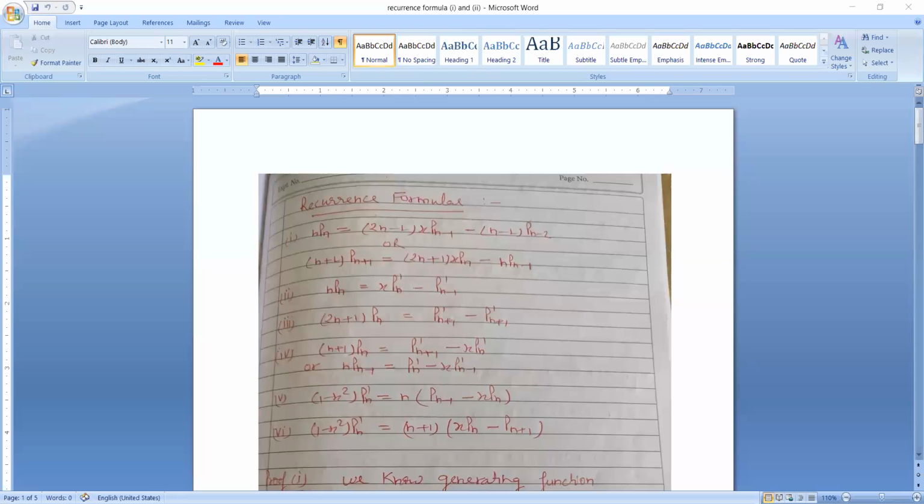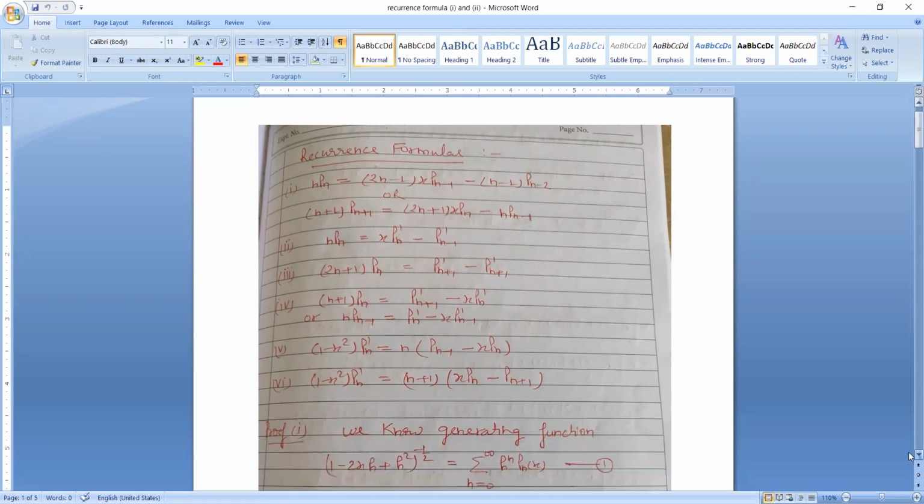Today I will learn about the reference formulas for the Legendre polynomial. There are six reference formulas for the Legendre polynomial. That is, nPn is equal to (2n minus 1) x Pn minus 1 minus (n minus 1) Pn minus 2, or (n plus 1) Pn plus 1 is equal to (2n plus 1) x Pn minus n Pn minus 1.